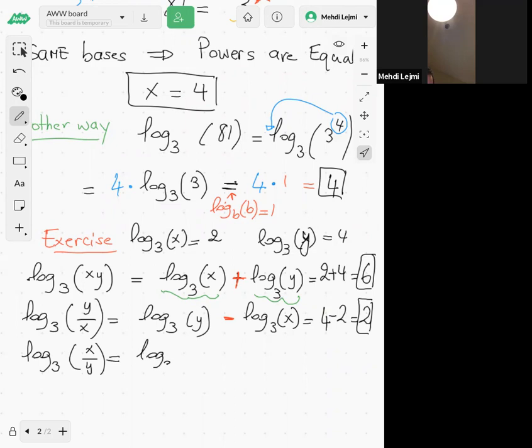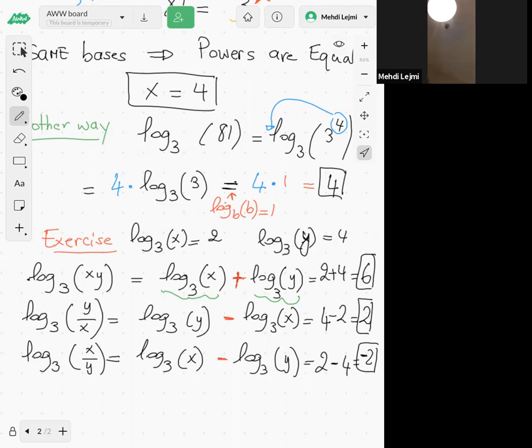So it's log in base 3 of x minus the log in base 3 of y. So that would be log of x, it's 2, and minus log of y, it's 4, and then the answer would be negative 2. Okay, so that's different. So it's negative 2, it's different.